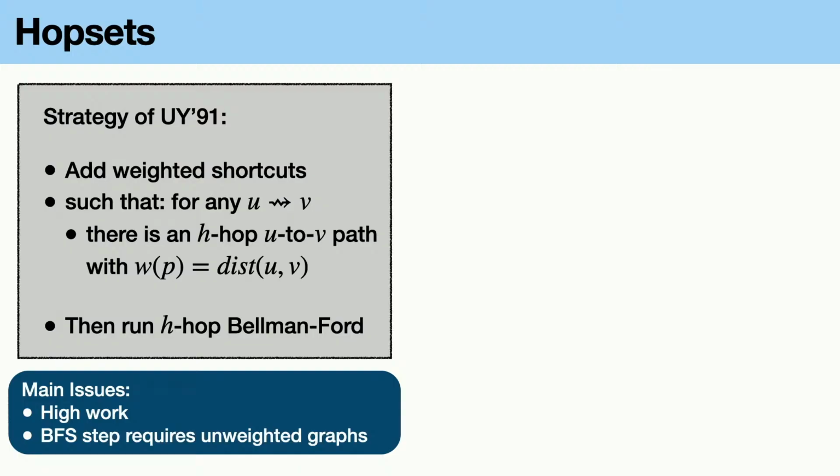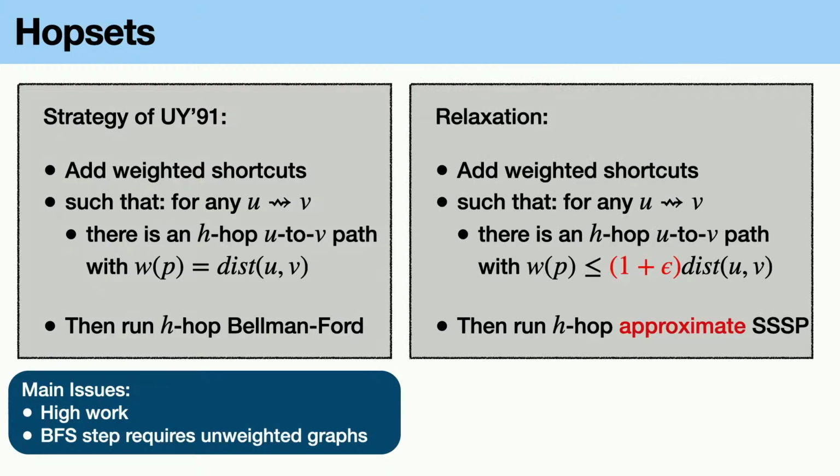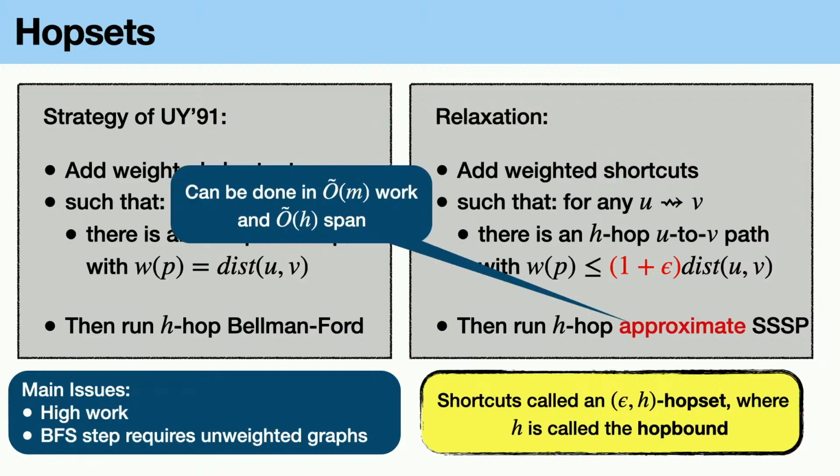But we can relax this a little bit. Rather than getting exact distances, we're going to try to make it so there's now an h-hop path from u to v, where the weight of the path is at most 1 plus epsilon times the distance, and get this sort of approximate distance shortcutting. Then we can run h-hop approximate shortest paths. Turns out you can do h-hop approximate shortest paths in linear work and h-span, which I probably will not have time to talk about.